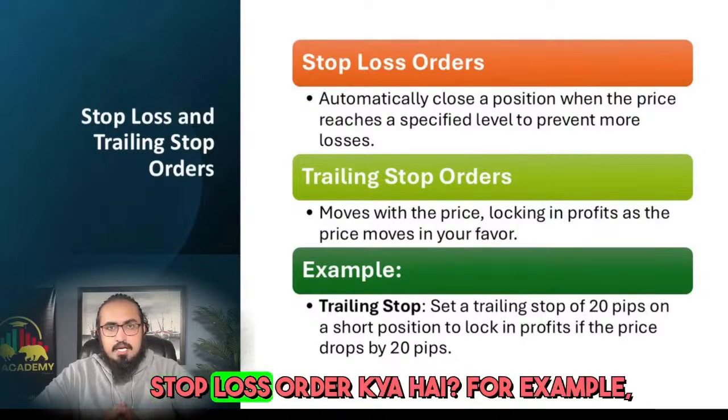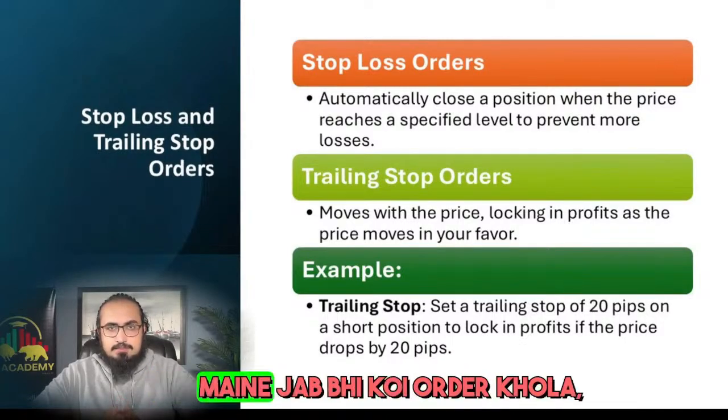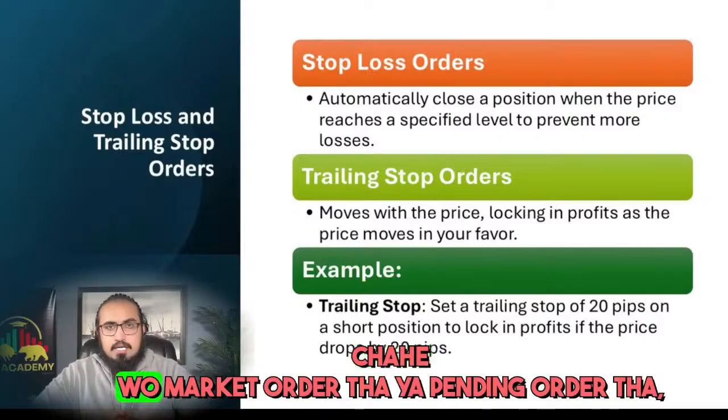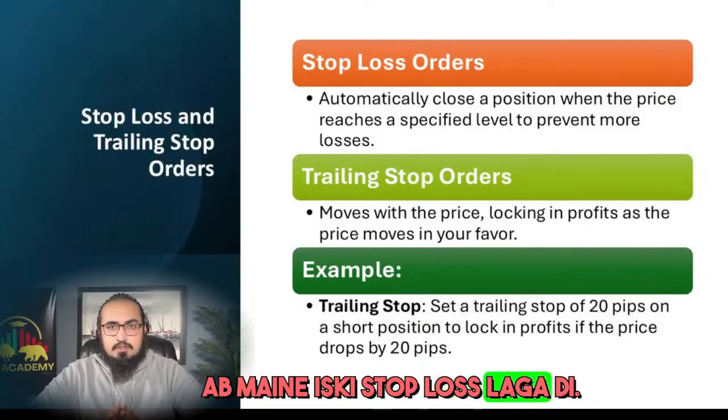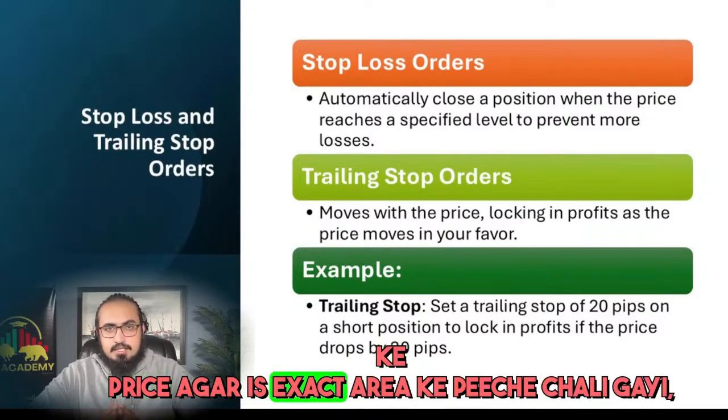For example, whenever an order was a market order or a pending order, it was a limit order. Now I have set a stop loss. If the price goes beyond that, I don't care. I will accept my loss and my position will close. But what is a trailing stop? A trailing stop is when, for example, you can activate it.